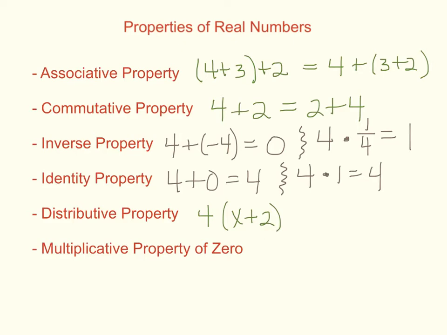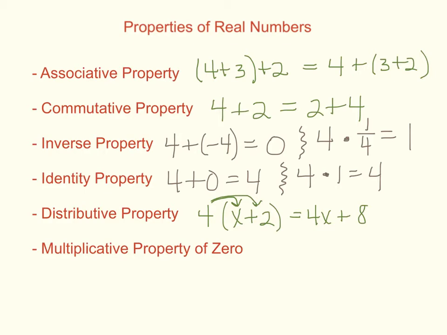So the distributive property was developed as a way to get rid of parentheses when we need to. So instead of adding the x plus 2, since we can't, we're going to take that 4 and multiply it into the parentheses. So 4 times x is 4x. 4 times 2 happens to be an 8. And that's our distributive property.